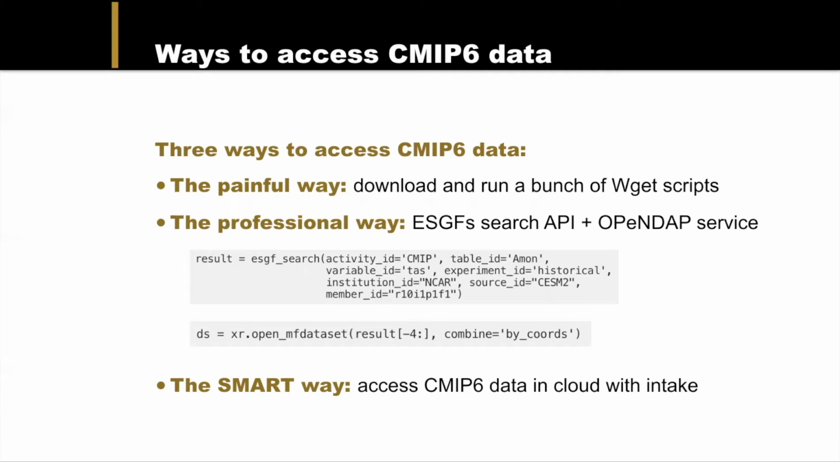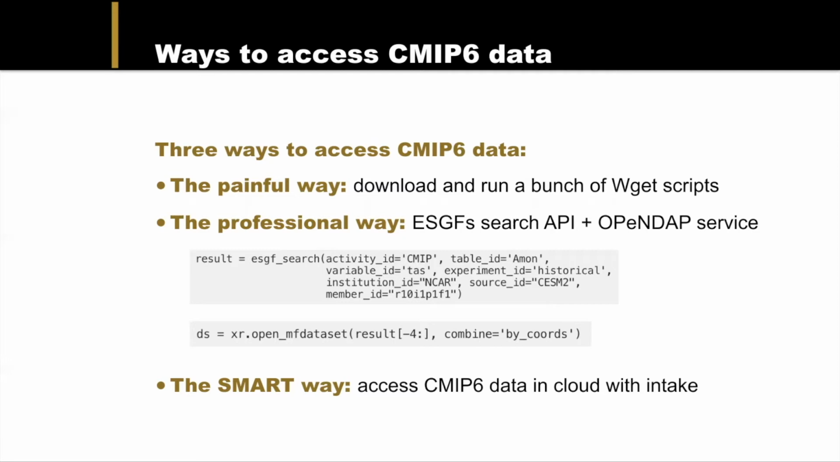So that's why we have the professional way, by using the ESGF search API, which can enable you to search the data that you want, and the OPeNDAP service, which is a data access protocol that can send data over the internet through HTTP. The workflow is like this. First, you pass in some arguments to do the query, and you will get a bunch of OPeNDAP URLs, and you can use Xarray to open them all at once. In this way, you don't have to download data locally. You only access the data through the internet on demand. And this sounds much more convenient than the painful way, right?